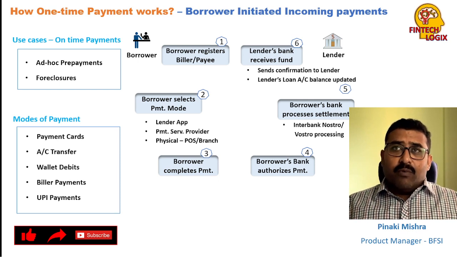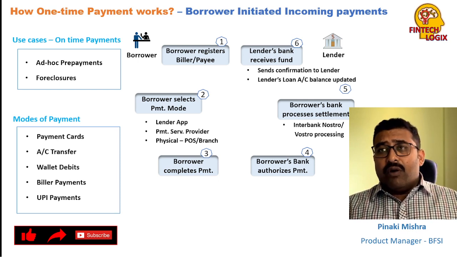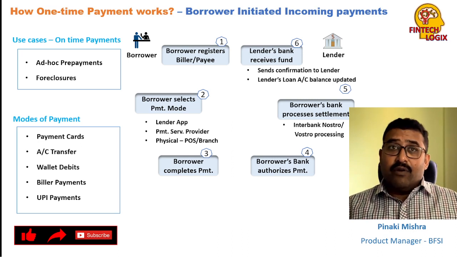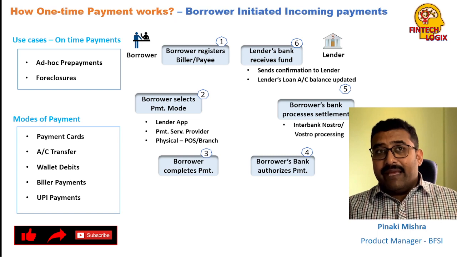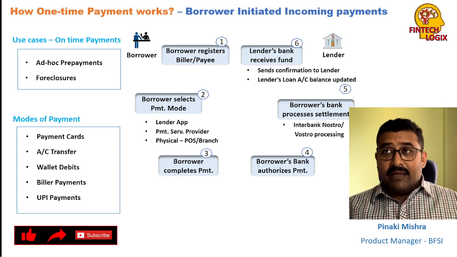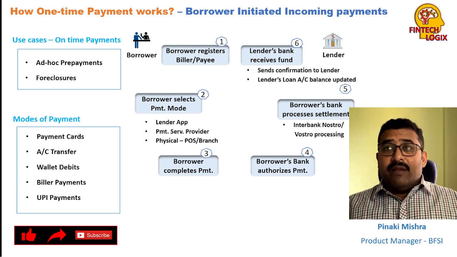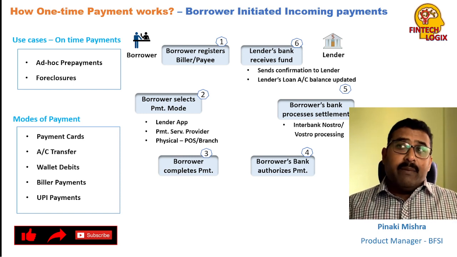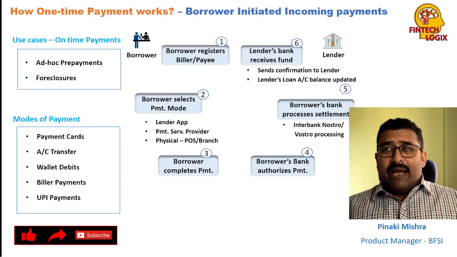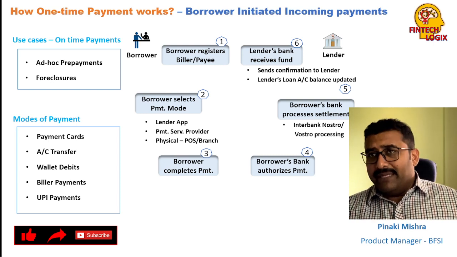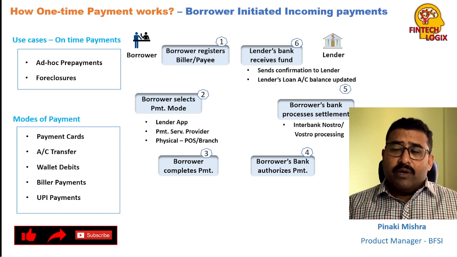So how does the process work? For this, the borrower would have already registered the lender as a biller or a payee. Biller in case of biller payments, and registered payee in case of account transfer and other things. So the borrower should have already registered the lender as a biller and payee. Now the borrower would select the payment mode as a second step. In the same way, it can come through a lender app, or a payment service provider can also be involved here, or it can also be done in branch. Now as step 3, the borrower would complete the payment.